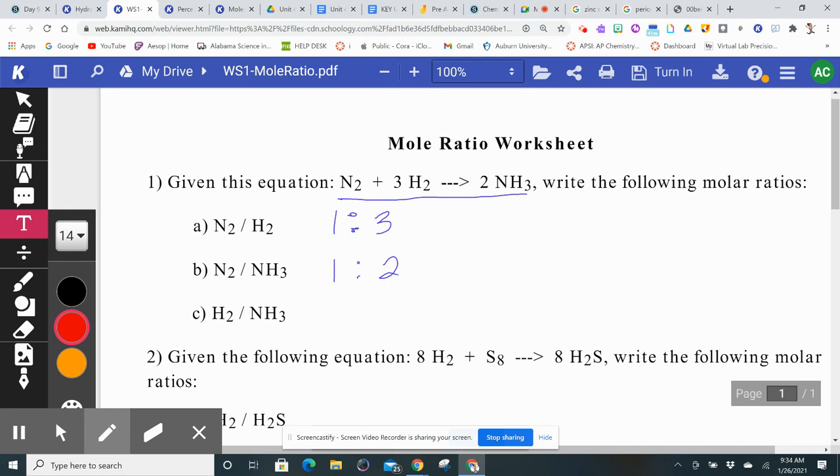The ratio is the coefficients in front. I just make a ratio out of them, like in math, a literal math ratio. So, B and C be the same thing?